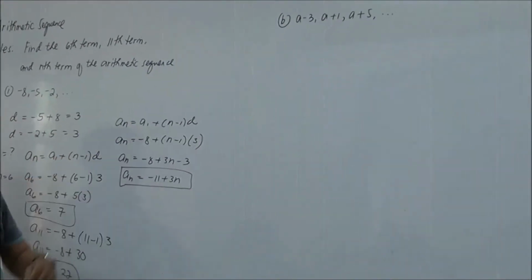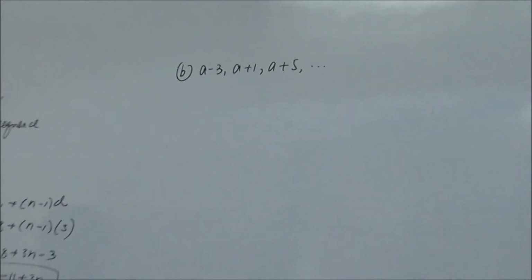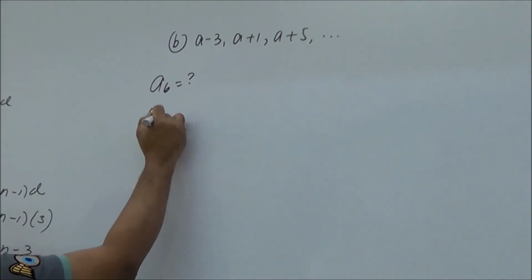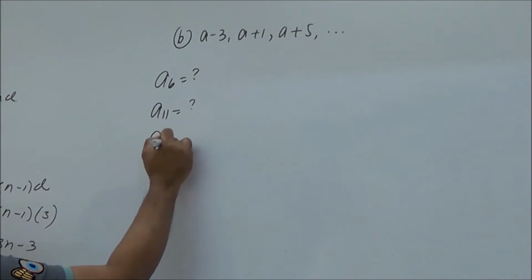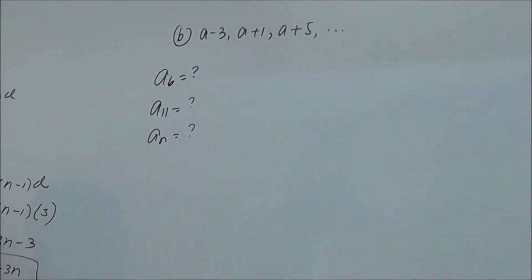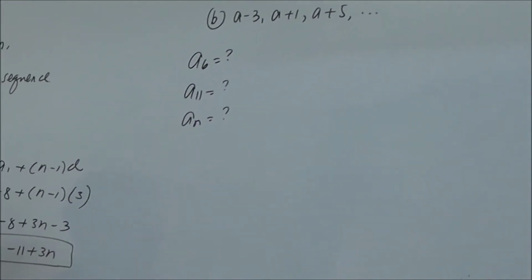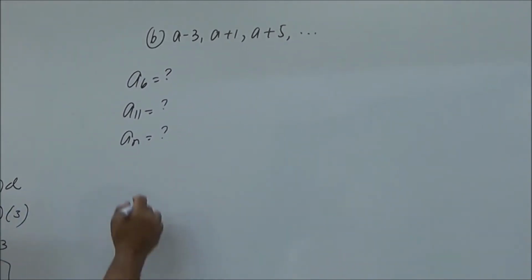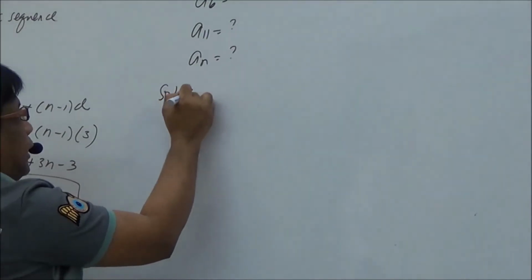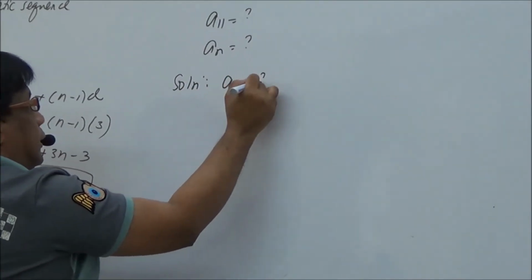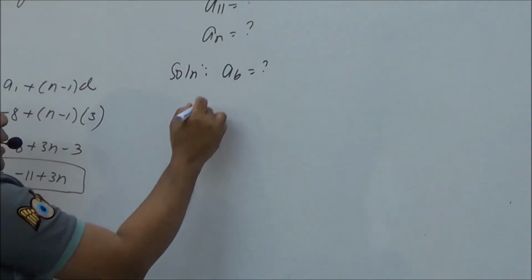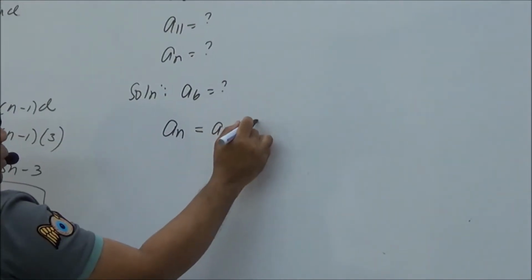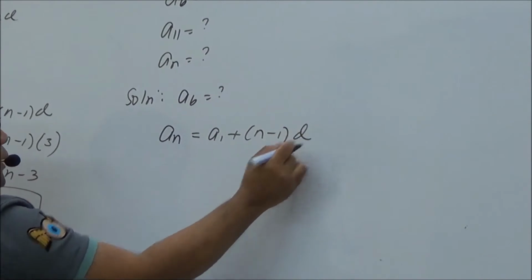Second example here, we are still to define the 6th term, the 11th term, and the nth term of the sequence. We have the sequence a minus 3, a plus 1, then a plus 5, and so on. So let's start by defining a sub 6. So let us identify first the formula that we're going to make use of, which is of course a sub n equals a1 plus n minus 1 times d.